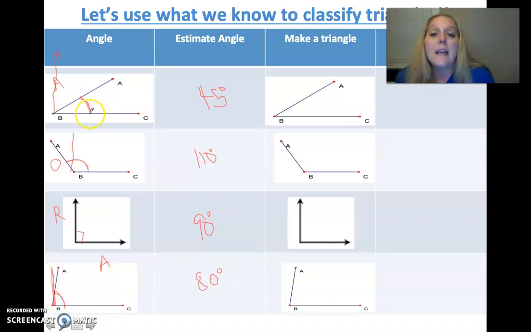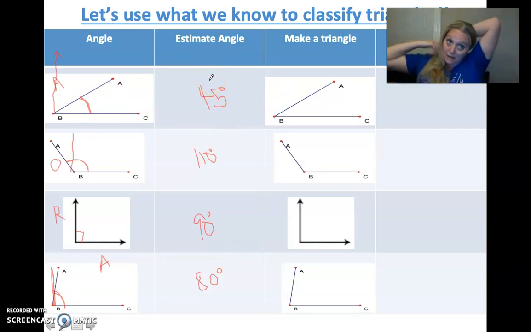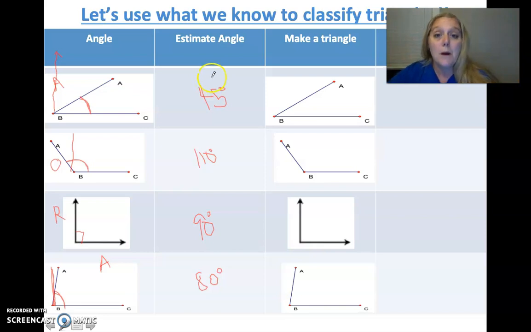So whenever you're looking at angles in your mind, we should be doing a lot of estimating, because we haven't exactly learned how to use protractors yet, but estimating angles is a good way to have an idea of what that angle would measure before you learn how to use a protractor.